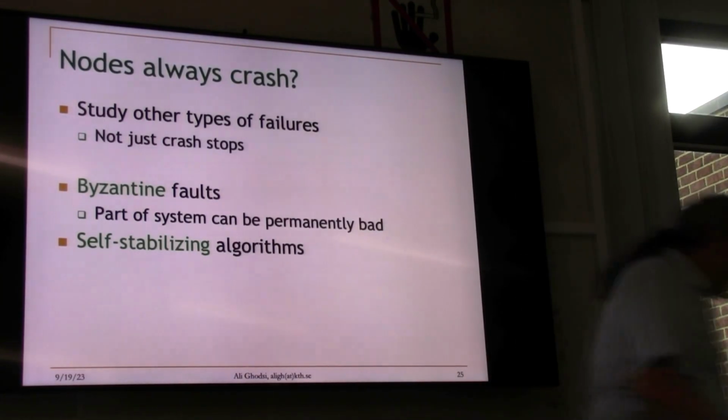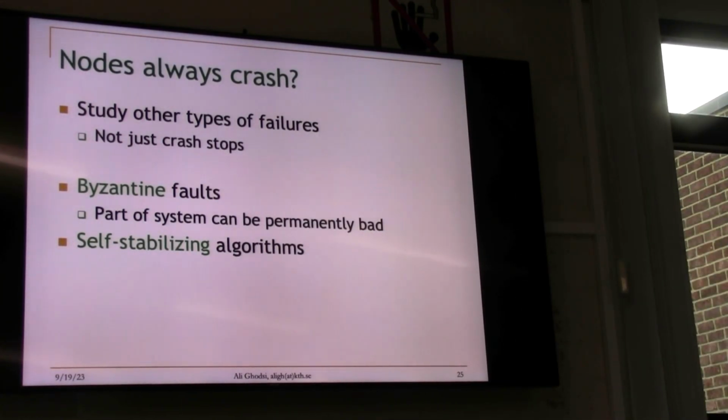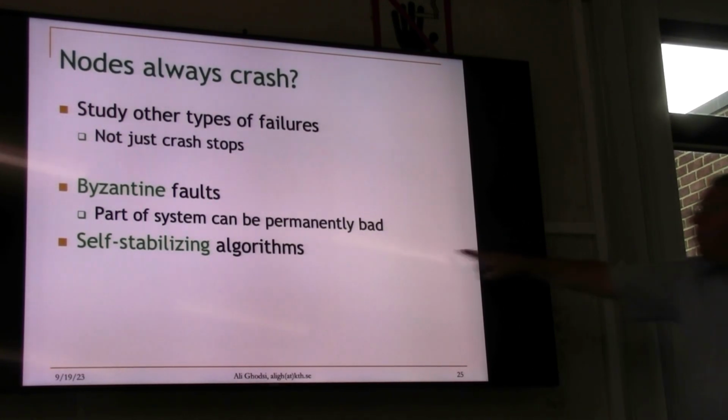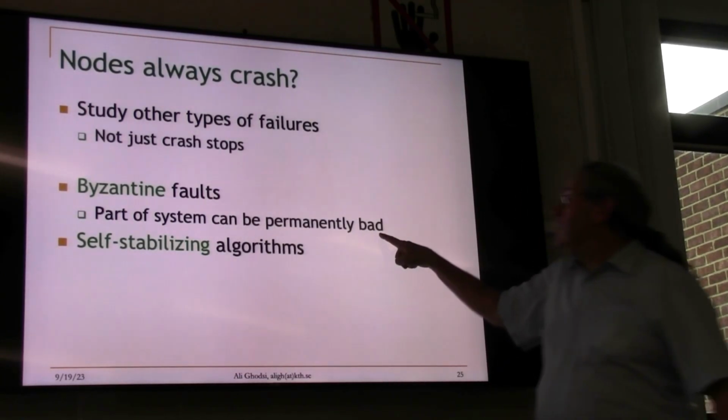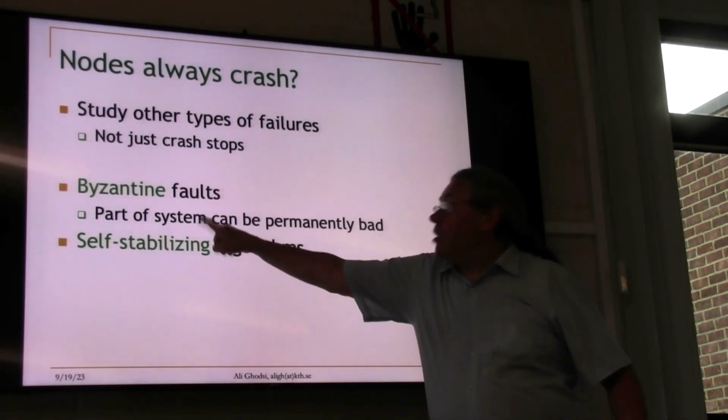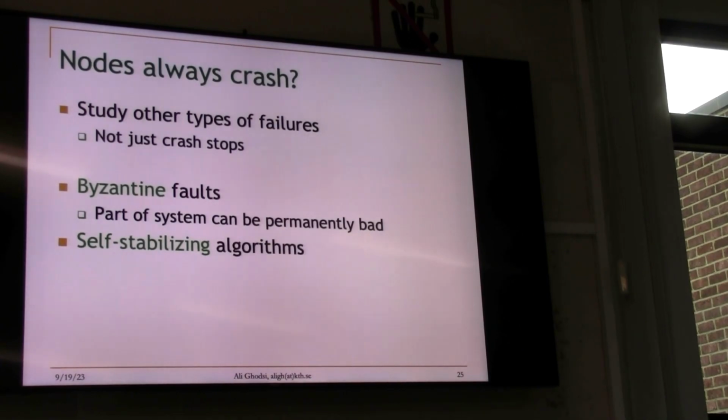So if I may, let me make a comparison that is not politically correct. Trump supporters in the US are basically mentally ill. But as long as they are a minority, then the country can still run. Okay? This is kind of like a Byzantine fault. Part of the system is permanently bad, but as long as it's small enough, the rest of the system can run. This has been studied.